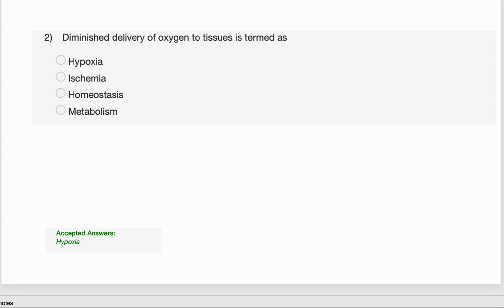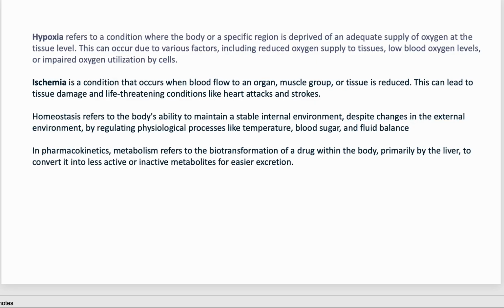The next question: diminished delivery of oxygen to tissue is termed as hypoxia, ischemia, homeostasis, or metabolism. The correct answer here was hypoxia. Let's see what all these terms mean. Hypoxia refers to a condition where the body or a specific region is deprived of adequate supply of oxygen at the tissue level. It occurs due to various reasons like reduced oxygen supply to the tissue, low blood oxygen levels, or impaired oxygen utilization by cells.